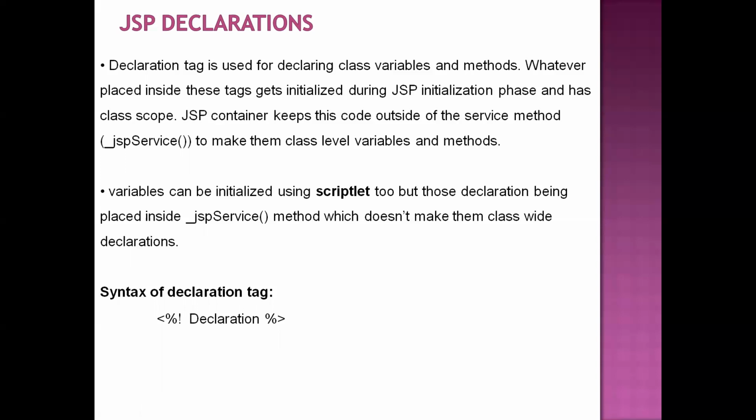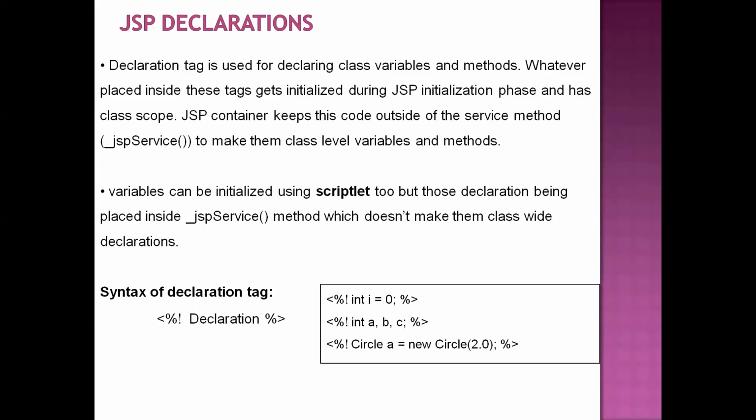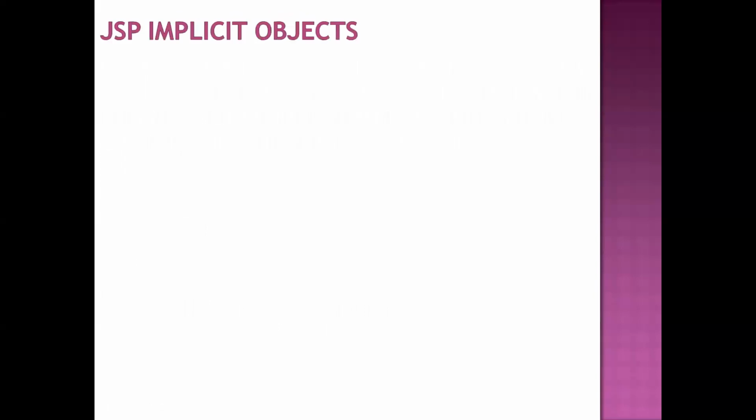Let us see one example. This is the way to declare the variables: angle bracket, percentage sign, exclamation symbol, type of the variable, and you can assign the value directly to the variable there itself. Here I am declaring one variable and here I am declaring 3 variables. Here I am creating one object of the Circle class. So inside the declaration tag, you can declare variables, methods, and also objects of that particular class. So this is about JSP declarations.